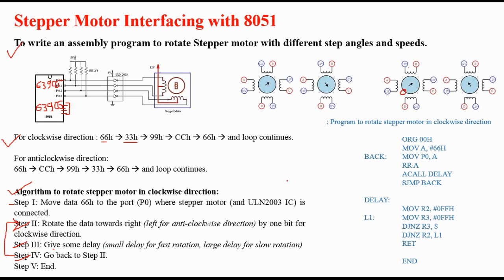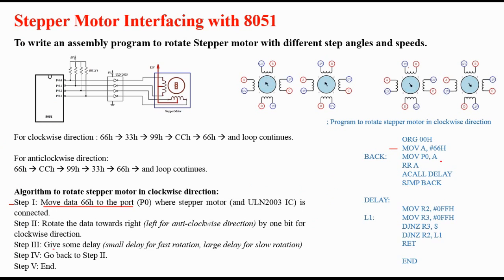Now how to convert that algorithm into a program? Firstly we will write ORG 00H. So it is originate 00. It means that the first instruction will get placed at 00, the starting location of the program memory. The first instruction is MOV A, #66H. In this way we have moved data 66 into the accumulator.